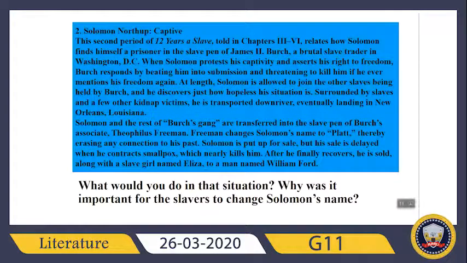Now, in the second part of his narrative, which covers chapters 3, 4, 5, and 6, Solomon tells us about his captivity and the time when he was being sold to different slave owners. Okay, now you will read this summary. And what would you do in this situation? Why was it important for the slavers to change Solomon's name from Solomon Northup to something called Platt? Okay, like several minutes for you. Pause now, read, think about the answer to the question, and we will go on.